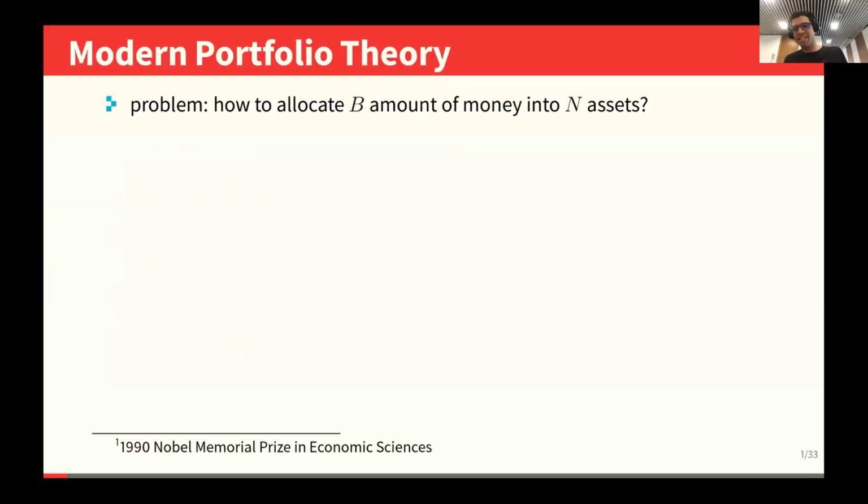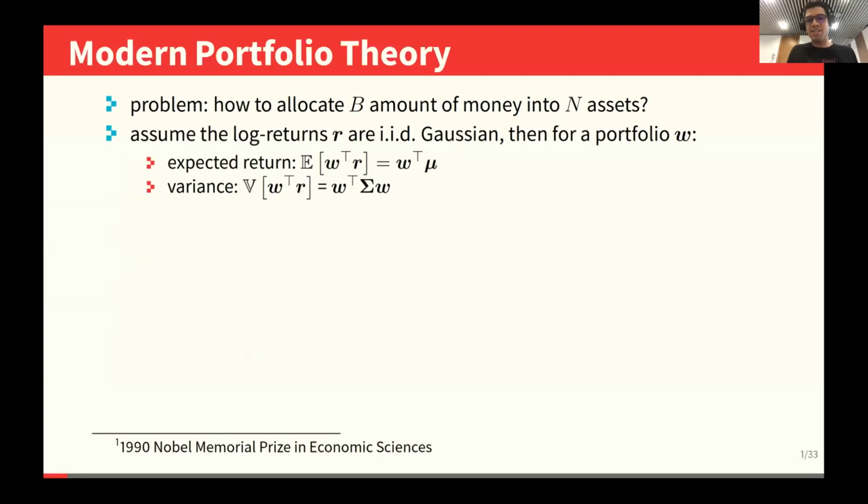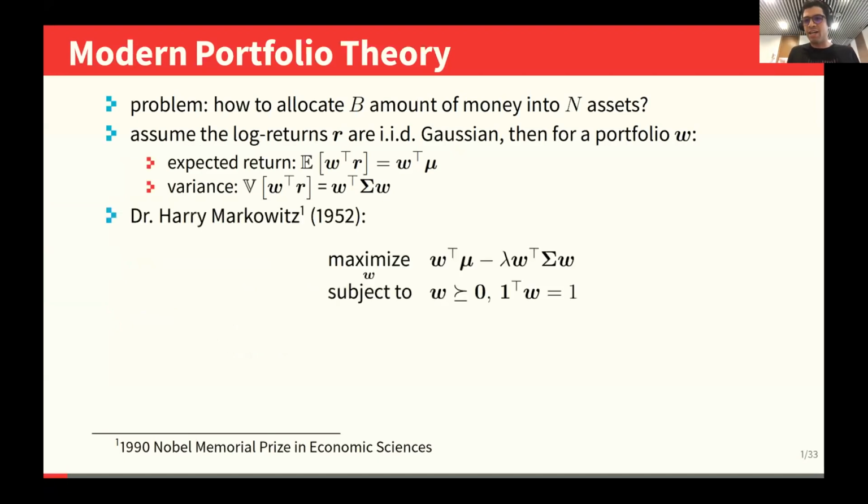So first, the question that portfolio optimization tries to answer is how to allocate some amount of money into some number of assets, right? If everything is Gaussian, then we can write down the expected return and the variance of our portfolio, just like that. And then in 1952, Dr. Markowitz proposed this optimization program that made him win the Nobel Prize in economics in 1990. So it was quite an impressive work.